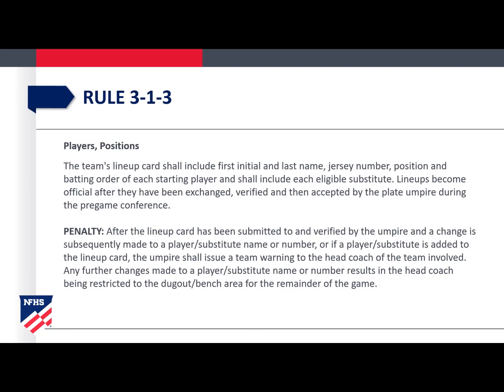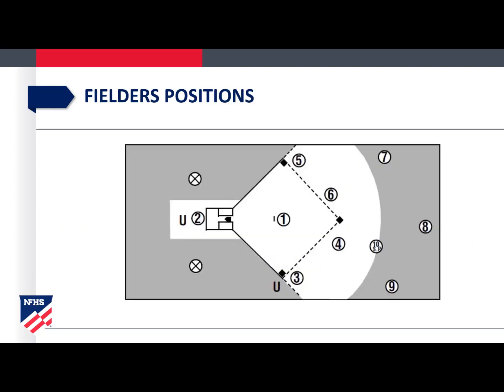The penalty: after the lineup card has been submitted to and verified by the umpire, if a change is subsequently made to a player or substitute name or number, or if a player or substitute is added to the lineup card, the umpire shall issue a team warning to the head coach of the team involved. Any further changes made to a player or substitute name or number results in the head coach being restricted to the dugout or bench for the remainder of the game. This slide simply shows the fielders' positions and the number assigned to each.